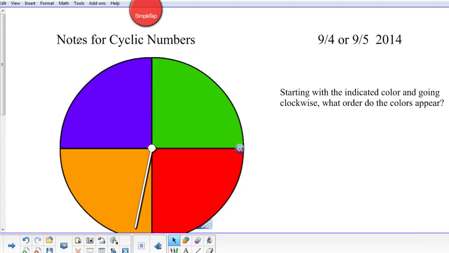Okay, hello, Mr. Bossert here, and talking about cyclic numbers. We want to take some notes and see how this part goes.